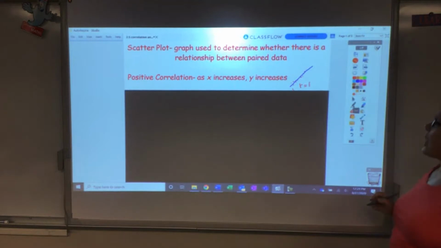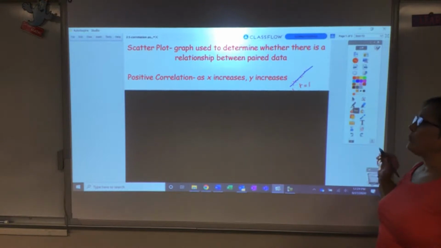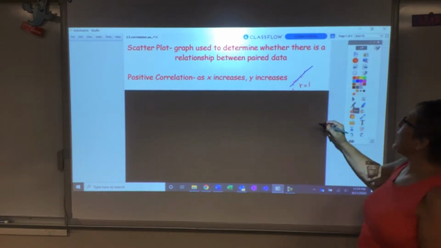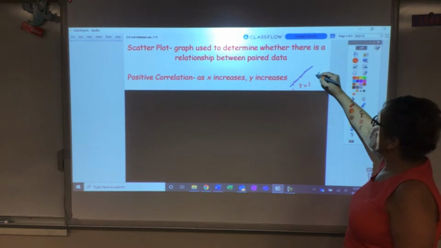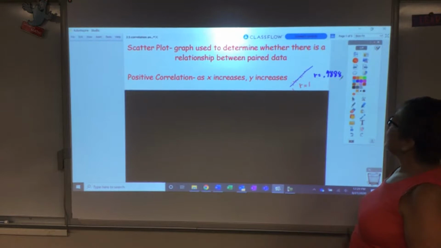But when they are close to the line, as these are, our R will be close to 1. I would say in this case, our R is about 0.9888. And we will always do correlation to 4 decimal places.